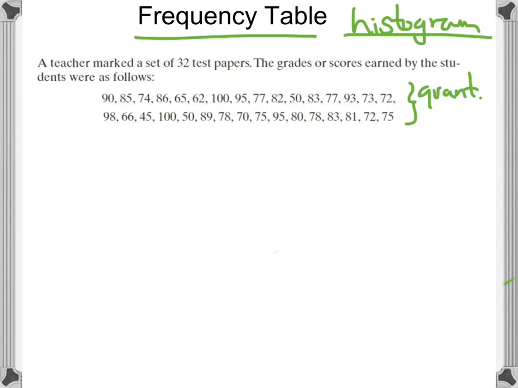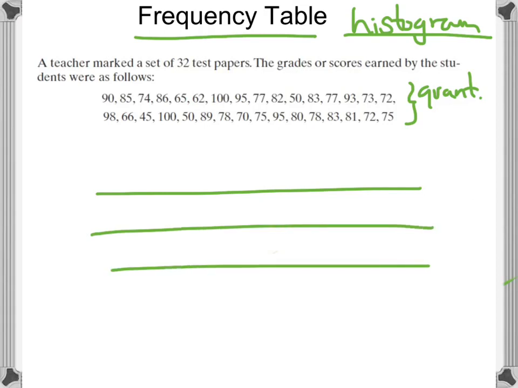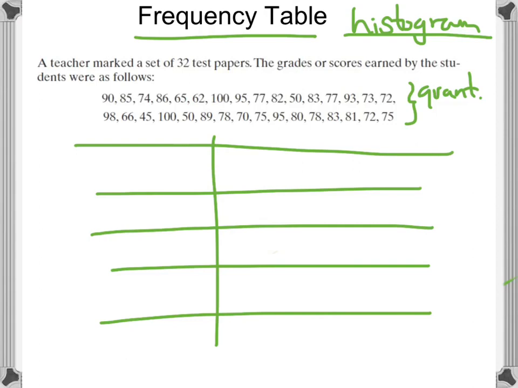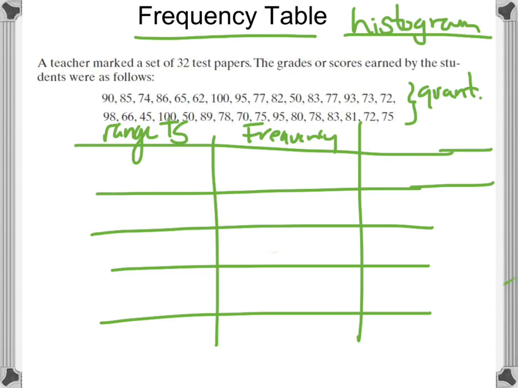So for the frequency table, first of all, I want to write down ranges on the left-hand side. Okay, so the range of test scores. And then I want to write down frequency here. Actually, I'm going to do another column for cumulative frequency, and we'll talk about that in just a second. So the range of test scores.